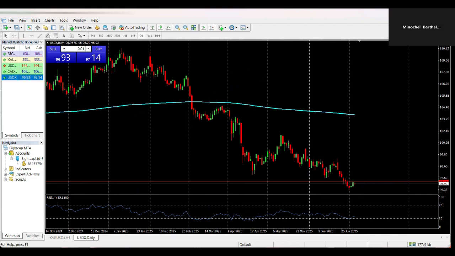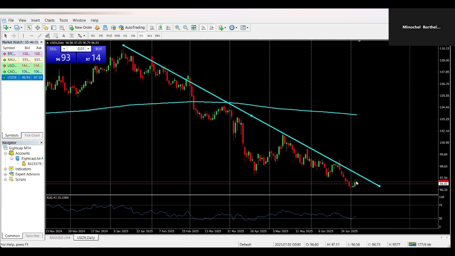If the daily is going up, I'll be looking for buys. As you can see, the daily is currently in a downtrend, right? You can grab your trend line if you're unsure, drag it all the way down. You can clearly see the DXY is trending down, right? In a downtrend, guys, what do you get? You get lower highs and lower lows.